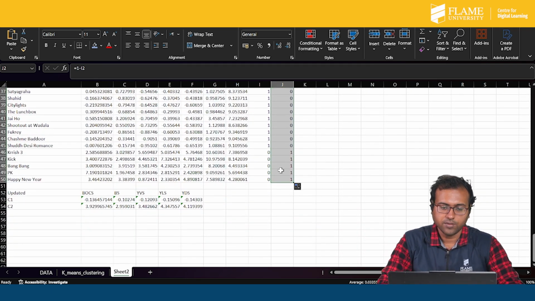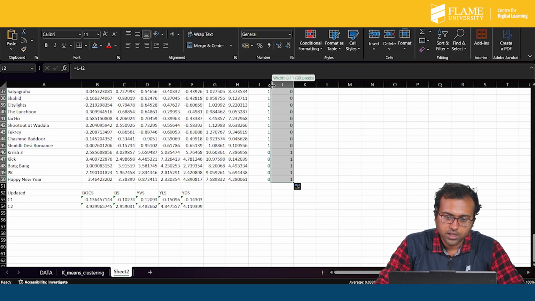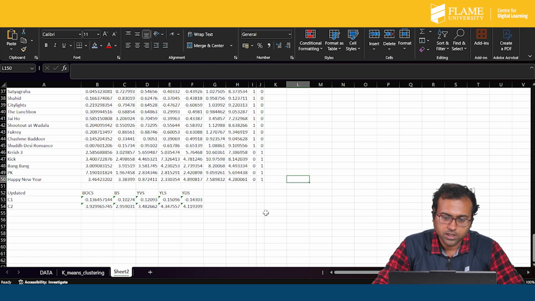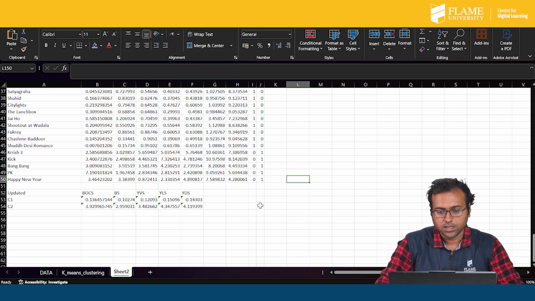So finally, after 2 iterations, you just check there is no change in the cluster information. So now we can settle with these clusters. So we can go, let's say, another clustering, still the answer will not change.